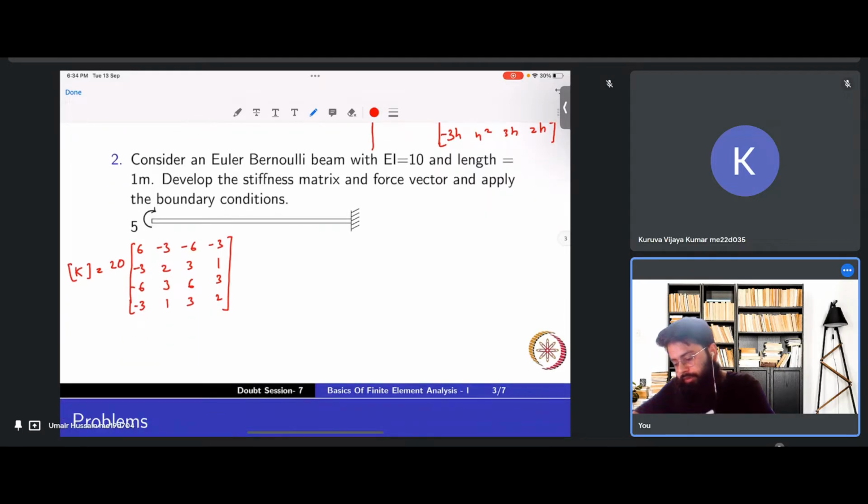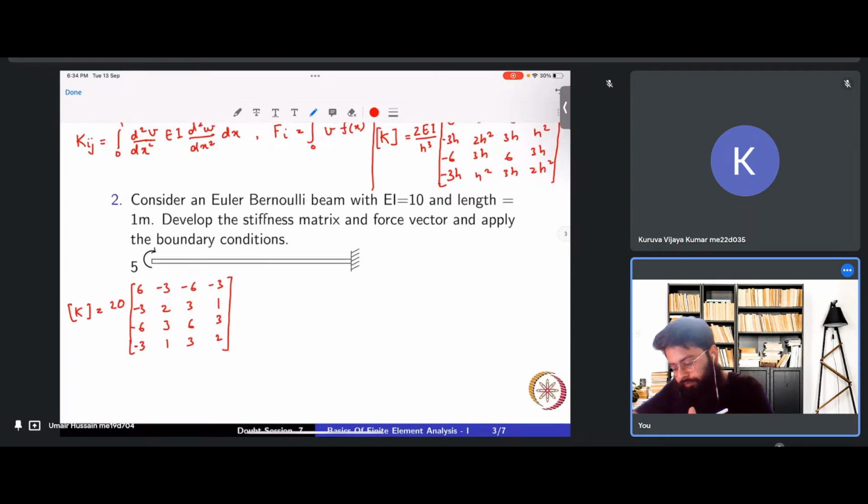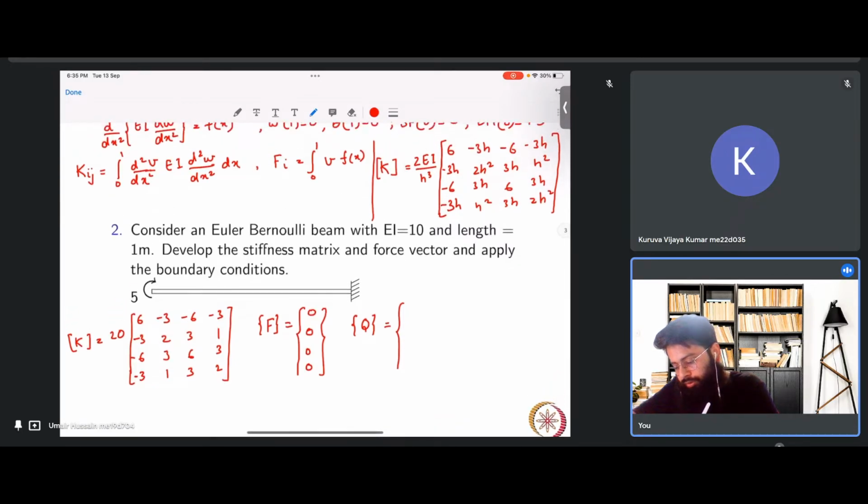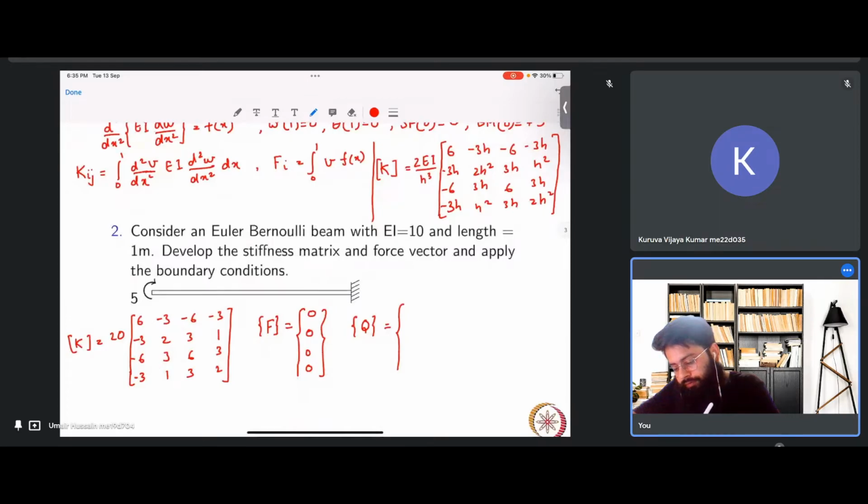So this is a certain matrix, and what should be the force vector? There's no force applied, right? No body force. So it should be a 4 cross 1 matrix. Every term is 0. And we have a Q matrix. So at the first node, what is the shear force value? It's 0.